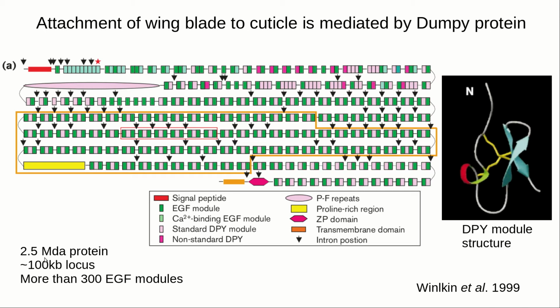In Drosophila, there are other loci of this size, but they are mostly non-coding, meaning that they have lots of introns, etc. But in this locus, most of the sequence is coding, so it is particular in that way. It is a highly modular protein. It has more than 300 EGF repeats, which are these green squares, and they are interspersed with these pink Dumpy modules, which are called Dumpy because they were discovered in this protein.